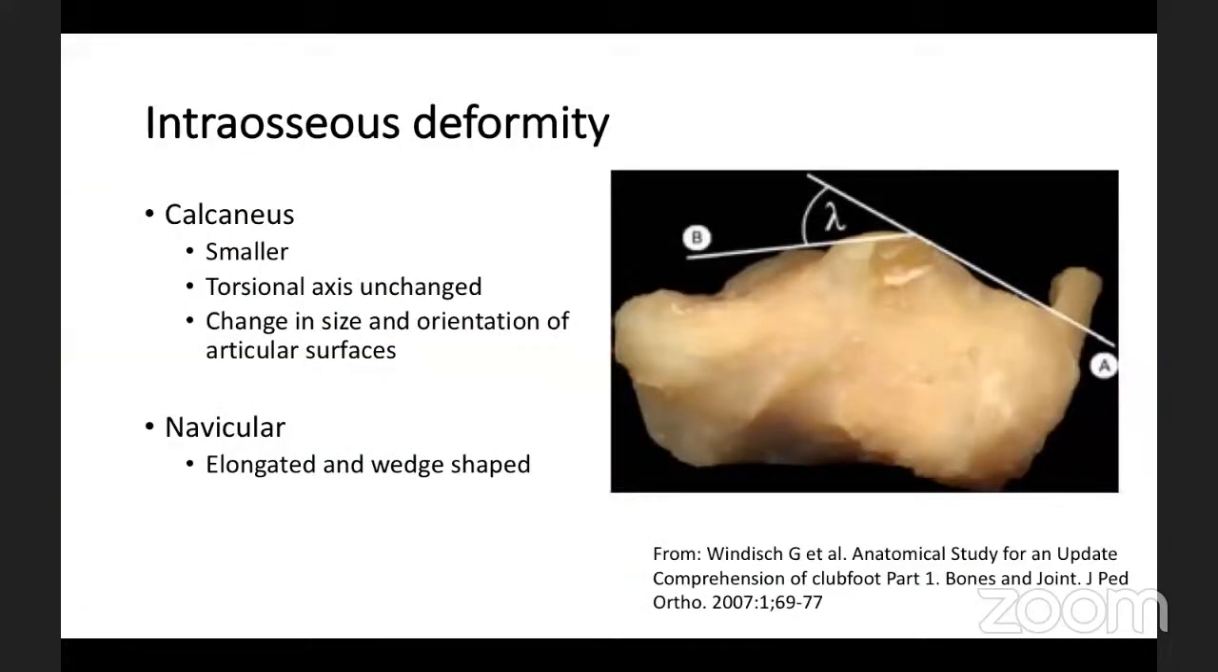The calcaneus is again smaller. The orientation and shape of the articular surface are changed with underdevelopment of the sustentaculum. The anterior articular surface is directed downwards, medially and inverted, and the angle of the posterior facet reduced. The navicular is elongated and wedge-shaped, broader on its lateral and dorsal surfaces.